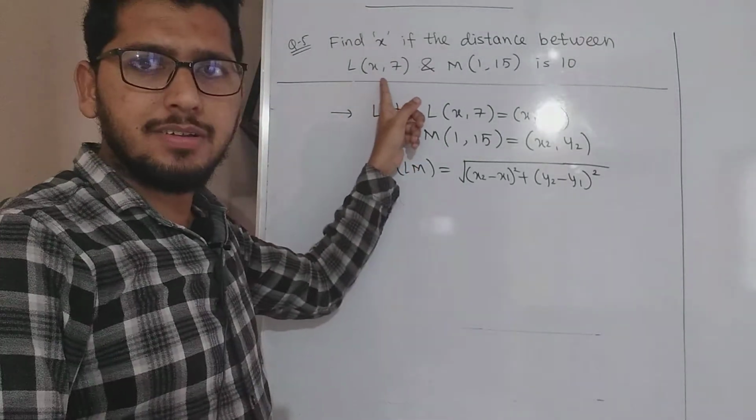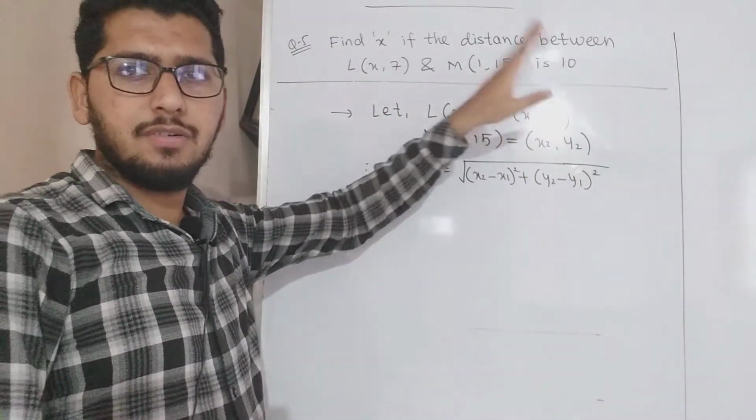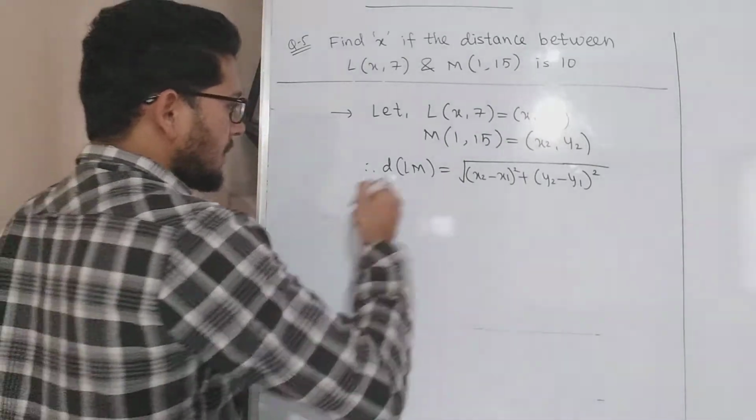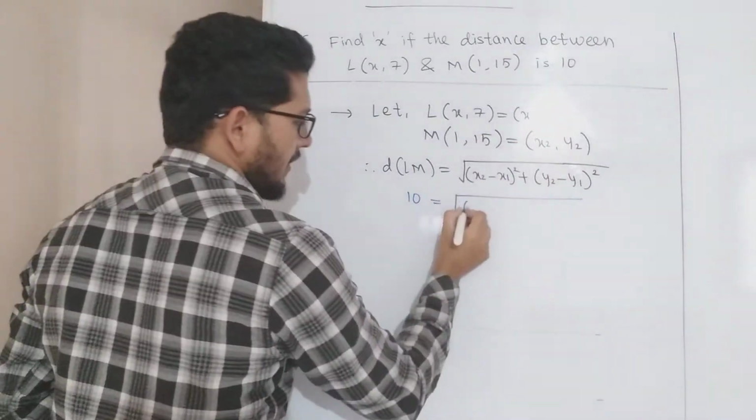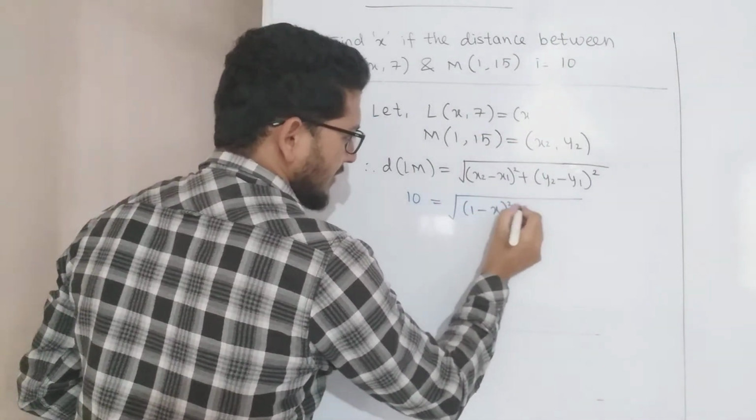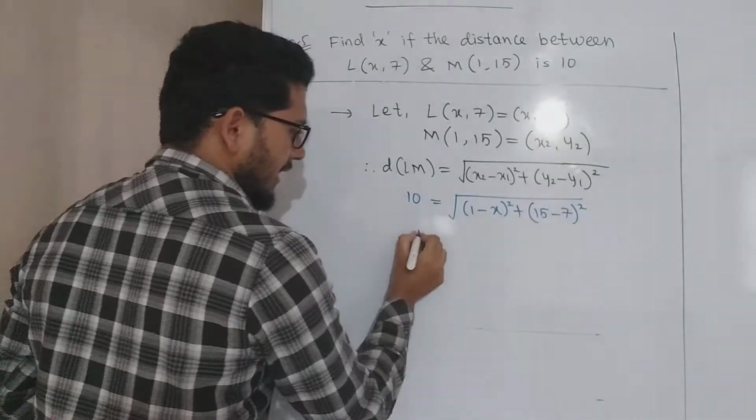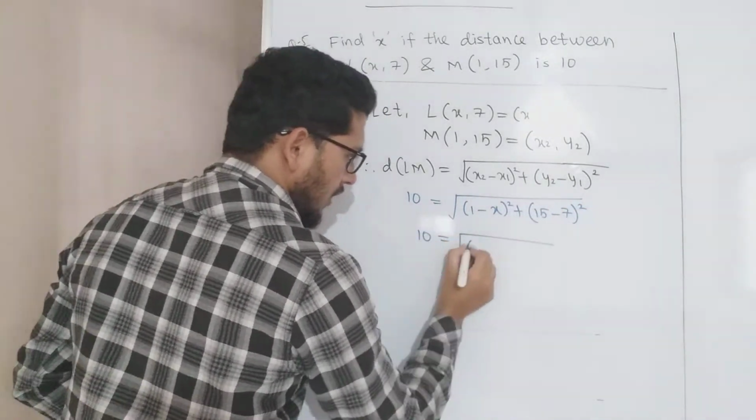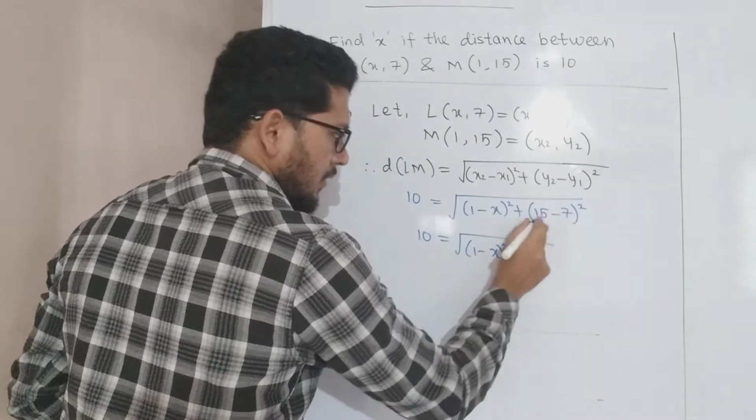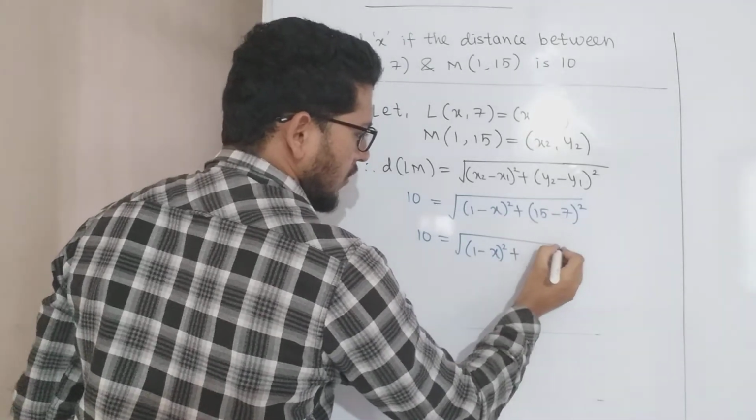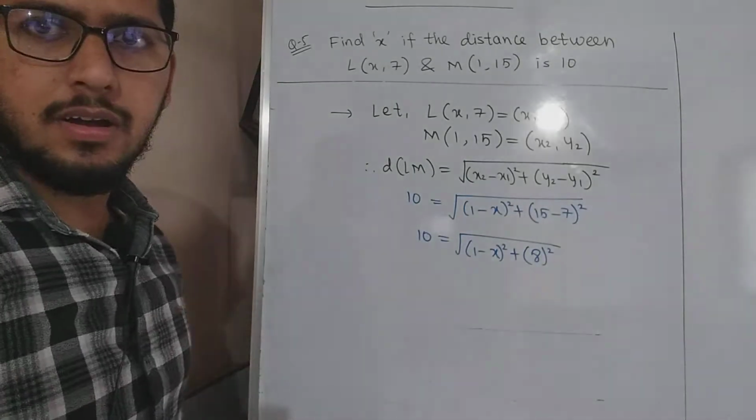So L is given (x, 7), M is given (1, 15), okay, and the distance is already given as 10. So in place of the distance of LM we will substitute 10 is equal to under root of (x2 is 1 minus x1 is x) bracket square plus (y2 is 15 minus y1 is 7) square. Okay, 10 is equal to under root of (1 minus x) square, same. Okay, and what will we write after that? 15 minus 7, what will you get? 8. So 8 square.